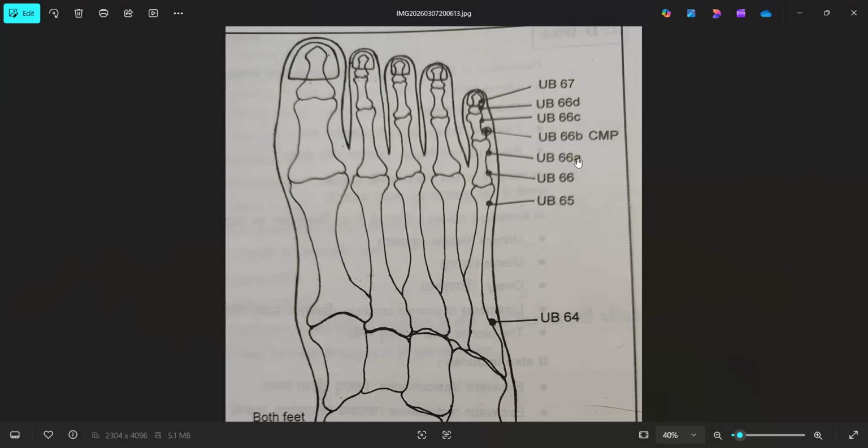Now this has been broken into A, B, C, and D. So you can use whatever you want. If you want nerves, you can use this. If you want lymph, you can use this. Right? CMP, of course, you can use it. And for all other problems, never forget to use 66A. So these 2 points, and of course this point. So all the points you can apply. Maybe you can apply small methi dana.